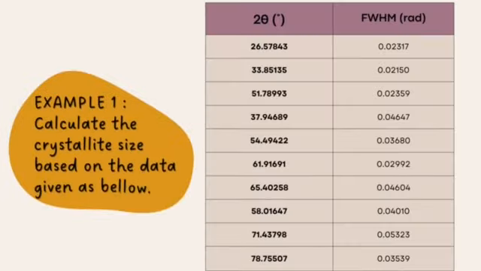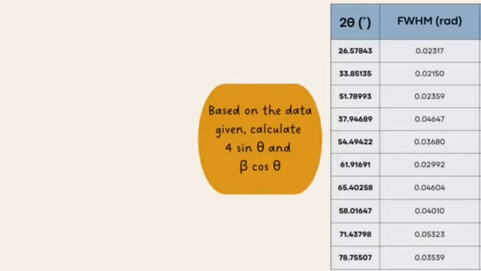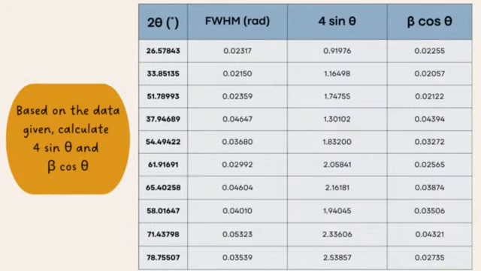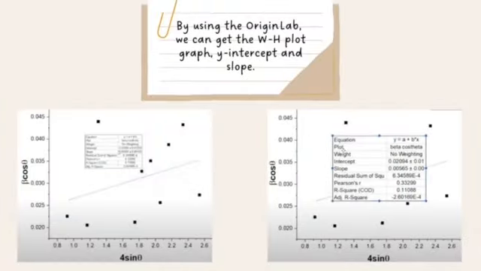Example: calculation of crystallite size. The values of 2 theta and FWHM are given by the question. We need to find the values of 4 sin theta and beta cos theta with the data given. Beta cos theta can be obtained by multiplying the values of FWHM and cos theta. Then, plot the WH plot graph with beta cos theta against 4 sin theta by using OriginLab.